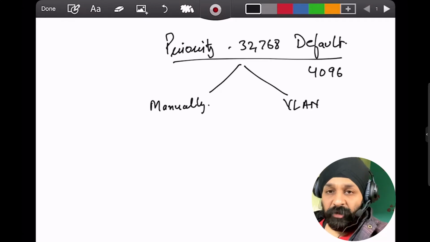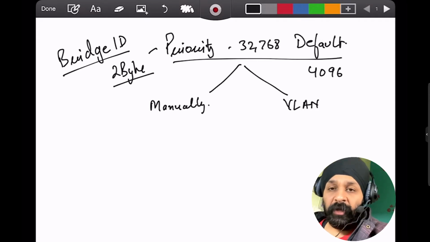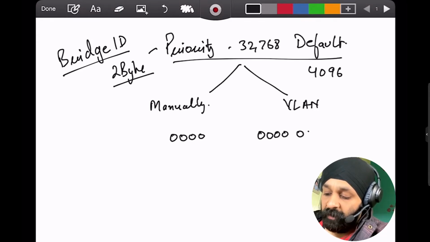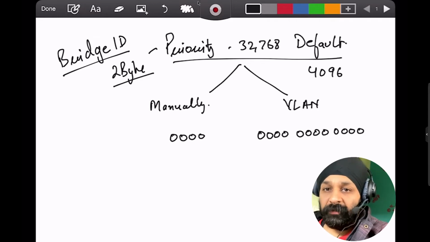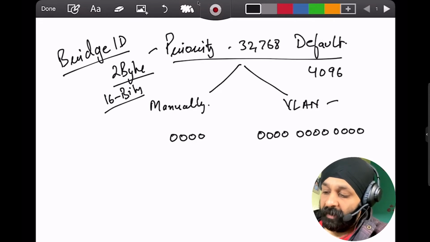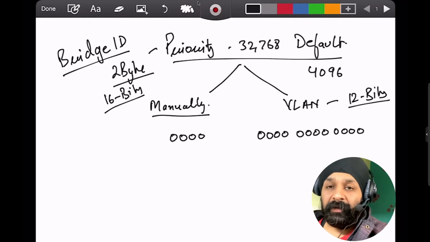Essentially, this priority part only forms the 2 byte data of the bridge ID. Now, this bridge ID is with all the switches which are broadcasting into the STP domain. So the priority part, this part that you are going to manually set, versus the VLAN is going to be the other part. As I told you, priority is 2 bytes, that is 16 bits. And if you remember, VLAN is 12 bits. So the other 4 bits is what you can set manually.